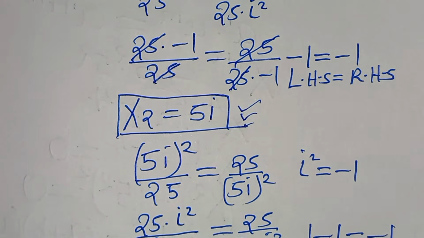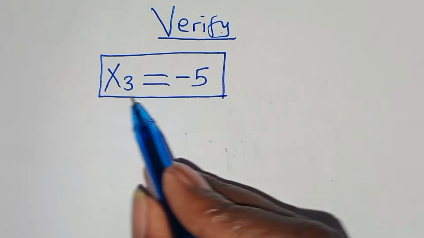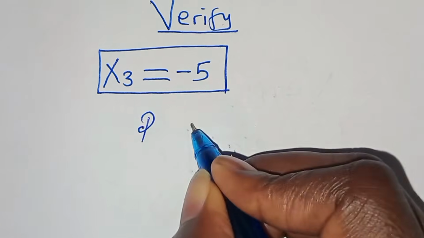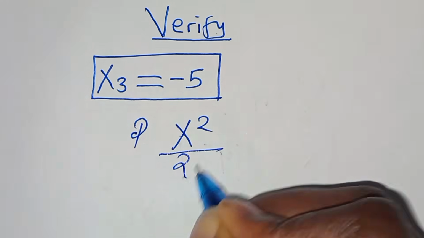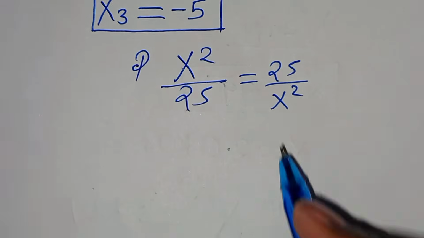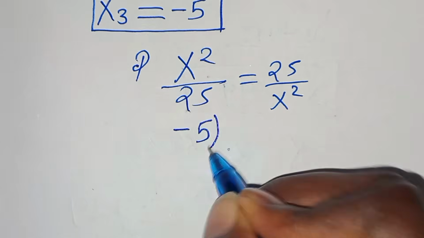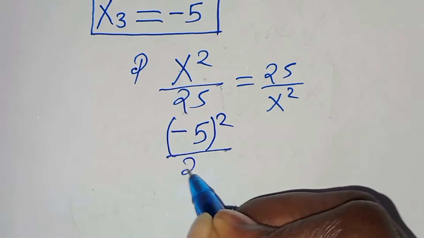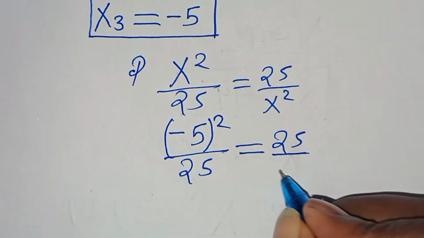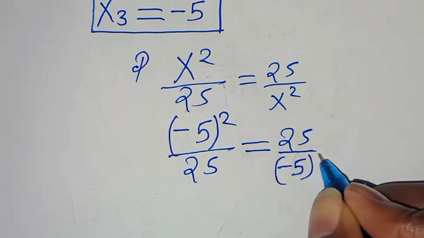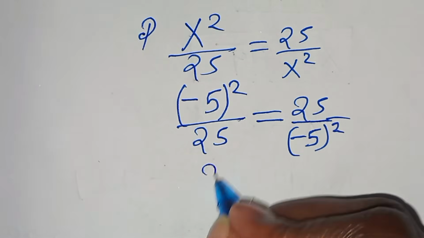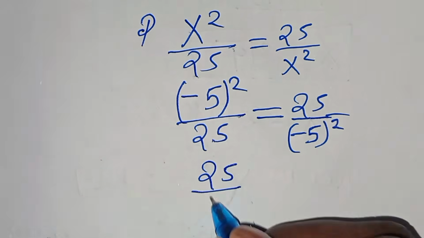So let's check x3. Now let's verify x3, which is minus 5. Remember we have x squared divided by 25 equal to 25 over x squared. So substituting minus 5, we have (minus 5) to the power of 2 divided by 25. This is equal to 25 divided by (minus 5) to the power of 2. Now, (minus 5) to the power of 2 is 25, divided by 25.